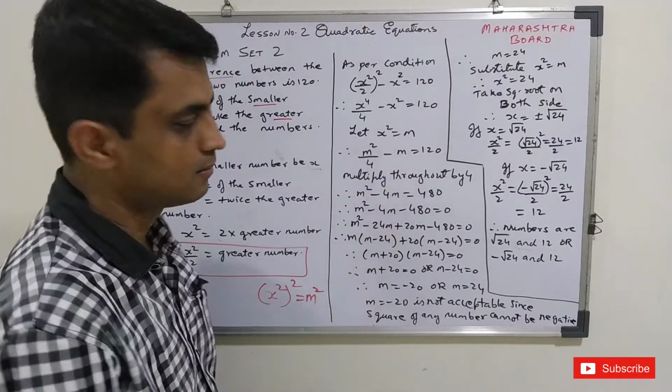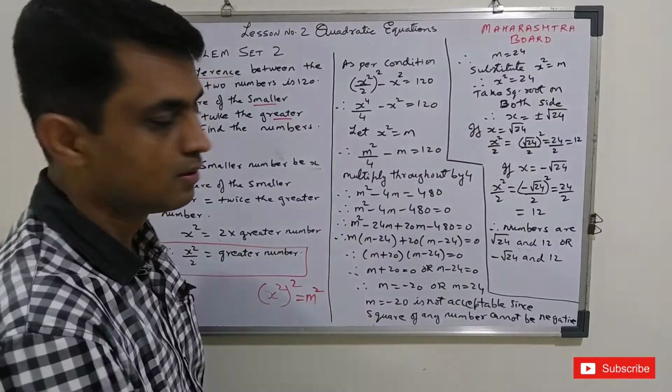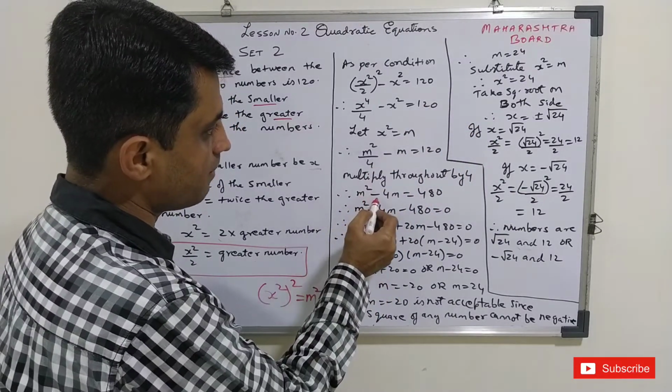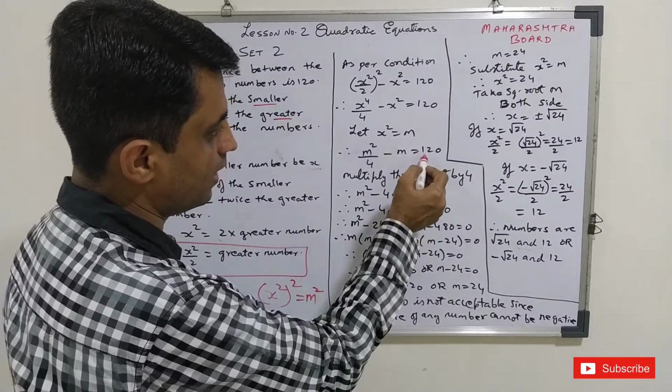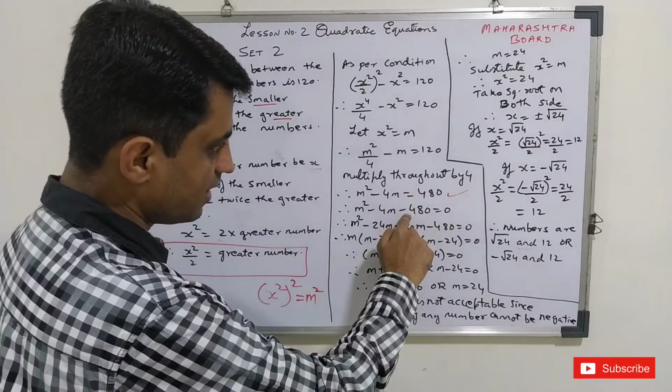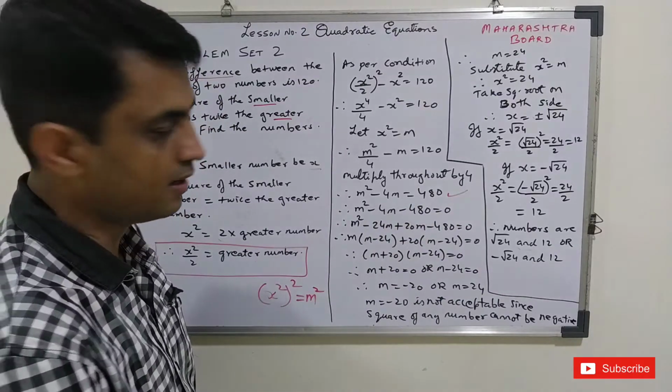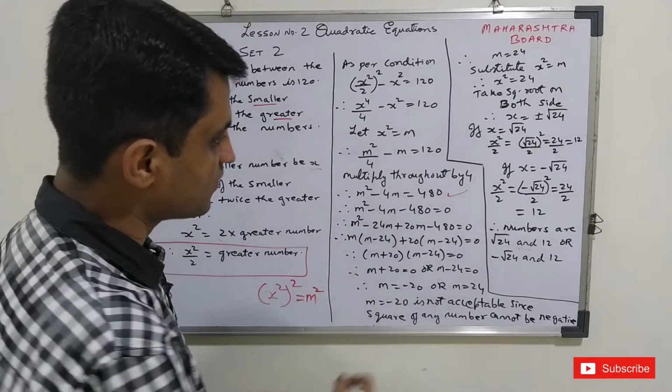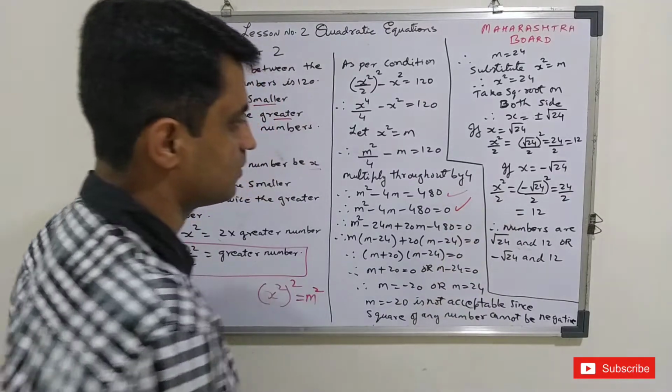4 नहीं चाहिए. Multiply throughout by 4. So 4 cancel हो जाएगा. m square minus 4m is equal to 120 into 4, which is what? 480. Now 480 shifted here, so it becomes minus 480. So we got m square minus 4m minus 480 is equal to 0.